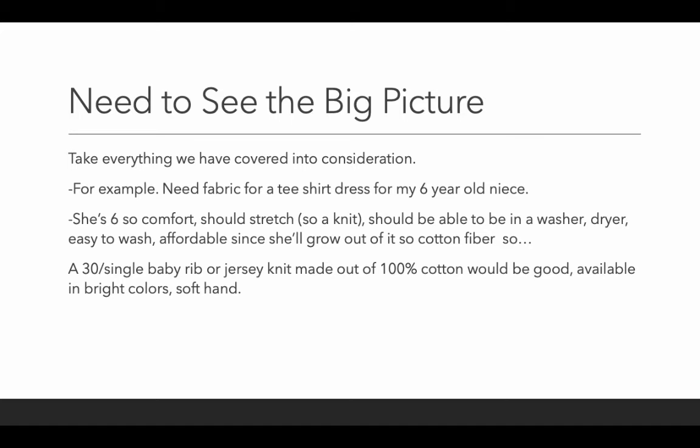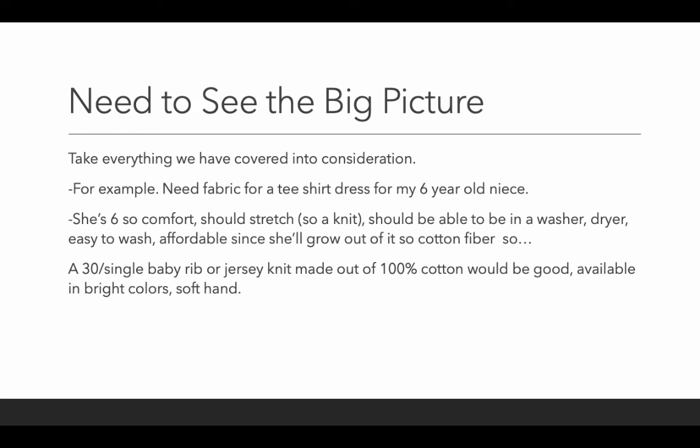So she's 6. Comfort would be important. It should stretch. So it's a t-shirt dress. It should stretch. So guess what? That should be a knit right there. That's your clue. It needs to be a knit. It's for my niece. She's going to spill. She's going to get it dirty. It needs to be something she could put on, we can wash, dry, and she could wear it again. Easy to wash, affordable. She's going to grow out of it. So it's not something that we'd be willing to spend $100 on if she's only going to wear it for a little bit. So it needs to be affordable.